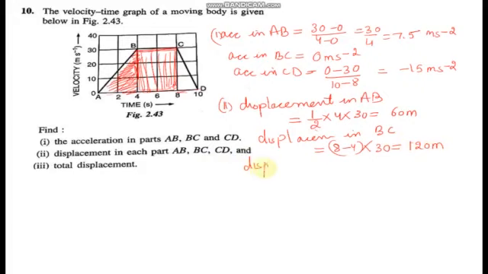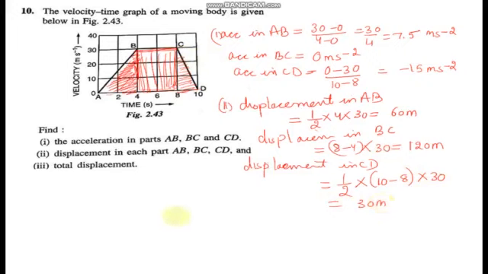Then comes the displacement in CD. This is the displacement, the total area under the graph CD. It is a kind of right angle triangle, so it is half into base. What is the base here? From 8 to 10, that is 10 minus 8. And what is the height here? Height here is 30, so it comes out to be 30 meter.